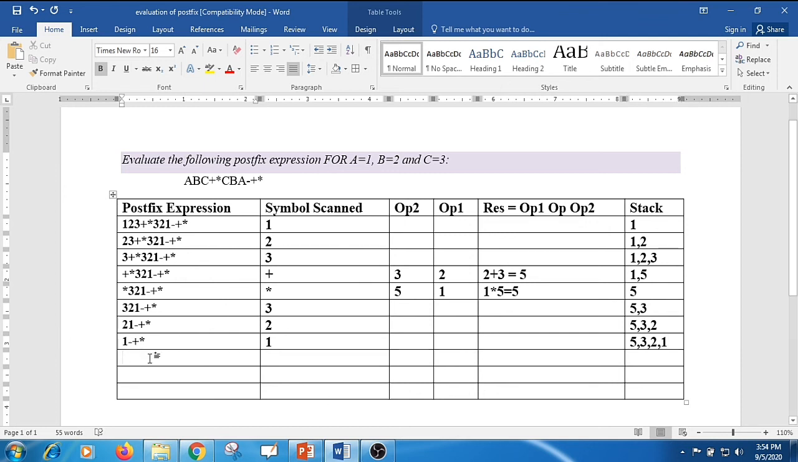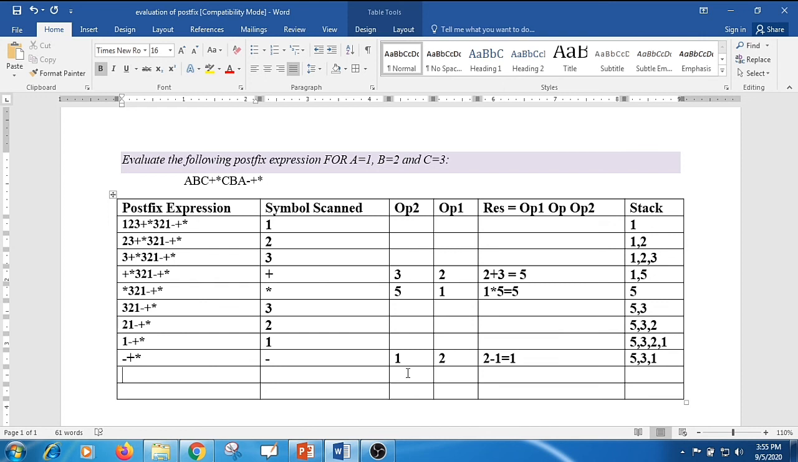Now only minus, plus and star are pending. I read a minus. When you read an operator, you pop the topmost two elements, 1 and 2. So 1 is popped into OP2 and 2 is popped into OP1. Now 2 minus 1 gives 1, which you copy onto the stack.